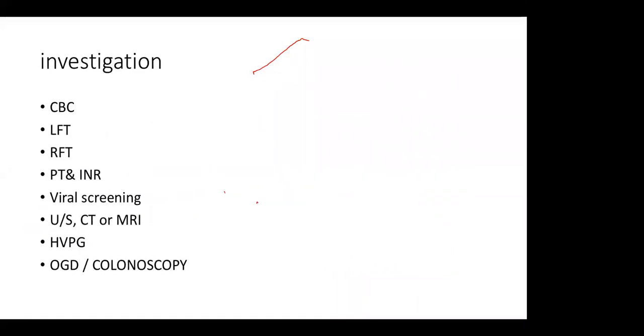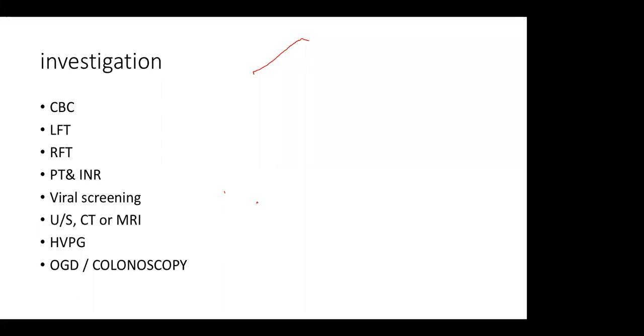To investigate patients with portal hypertension, start with simple investigations like a complete blood count, looking for signs of anemia, low white blood cell count, or thrombocytopenia. In the liver function tests, look for the liver enzymes and serum bilirubin, and the renal profile, looking for hepatorenal syndrome, and INR for bleeding. Also a viral screen to exclude the primary causes of cirrhosis, such as hepatitis or others.